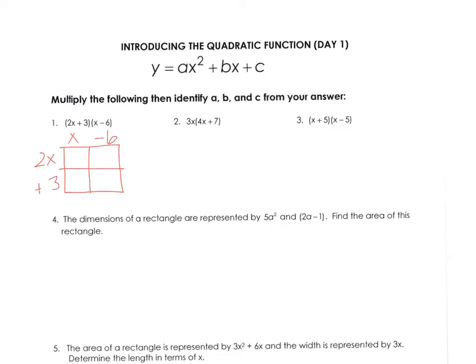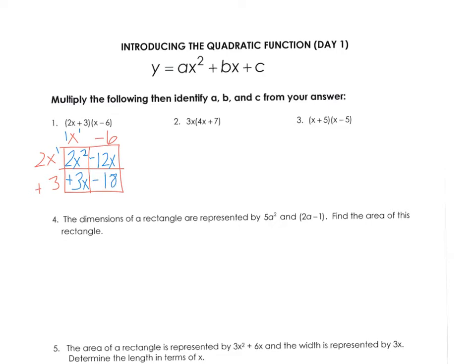So we get it set up. In the first spot here, we have a 2x squared. Remember, we multiply the coefficients. So that's 2 times 1, 2 in front. We add the exponents. 1 plus 1 is 2. In the next one over, I'm going to have a negative 12x. Going to the bottom row, I'm going to have a positive 3x. And the last spot is going to be a negative 18.